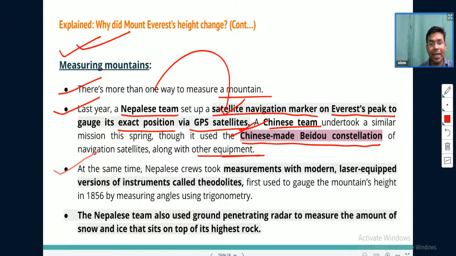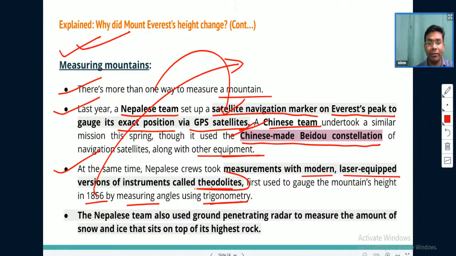At the same time, the Nepalese crew took measurements with modern laser-equipped versions of instruments called theodolites. These instruments were first used to gauge the mountain's height in 1856, by measuring angles using trigonometry. So in 1856 they measured the height of Mount Everest using trigonometry, but now they are using modern laser-equipped instruments. The Nepalese team also used ground penetrating radar to measure the amount of snow and ice that sits on top of its highest rock.